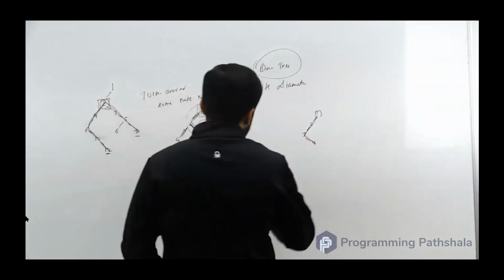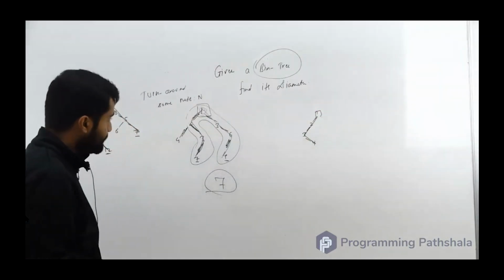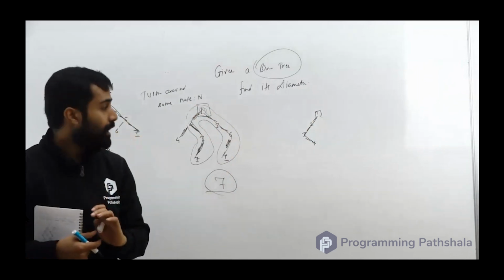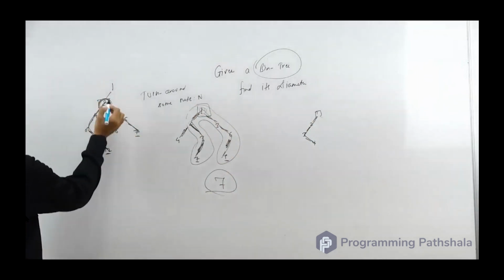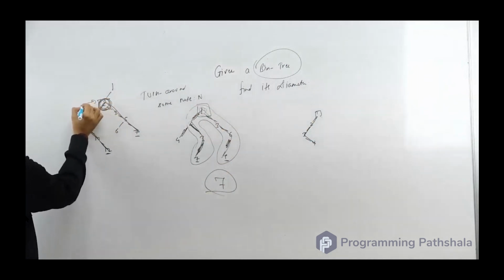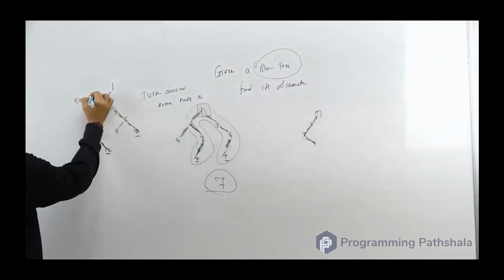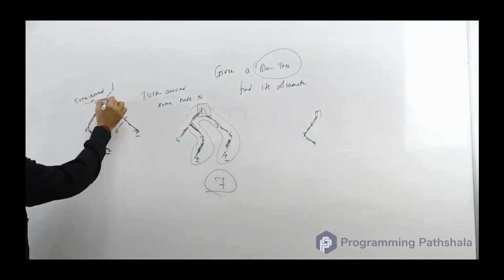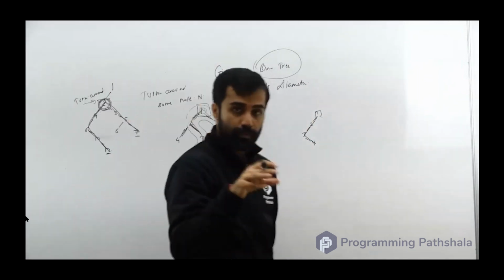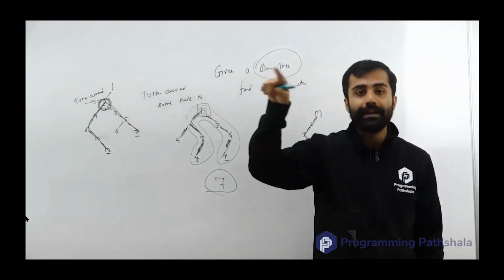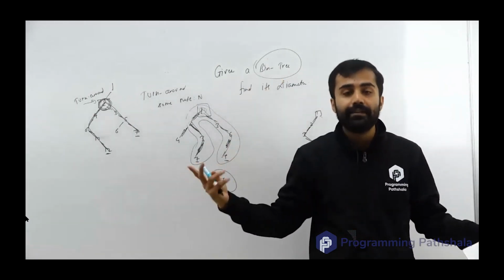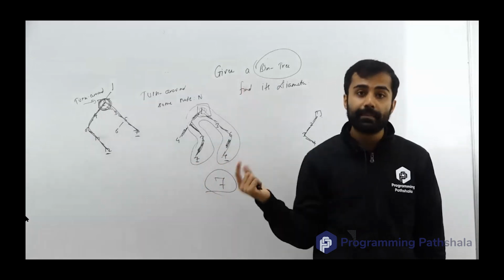If I have been given a binary tree, what I'll do is for each node, I'll assume it as my turnaround point. If this is supposed to be my turnaround point, then what is the longest diameter? Then what is the diameter that I can have? Then what is the longest path that I can have?